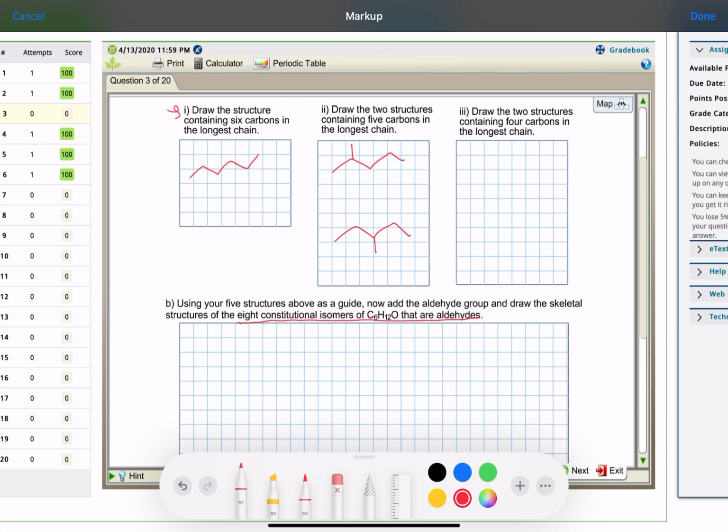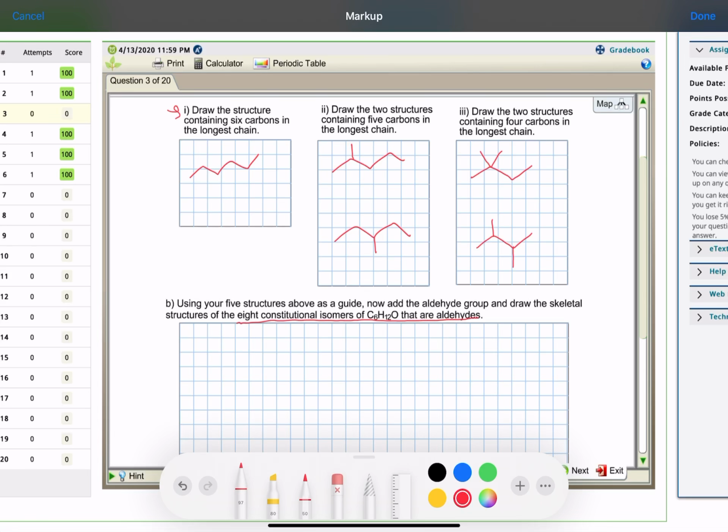And then it wants 2 structures that contain 4 carbons in the longest chain. So you know there's going to be 2 of those. And because we are looking for C6H12O, we only have drawn 4 of the 6 carbons. So we need to draw 2 more carbons. They could both be on the same carbon, or they could be on 2 different carbons. So those are your 1, 2, 3, 4, 5 different carbon skeletons.